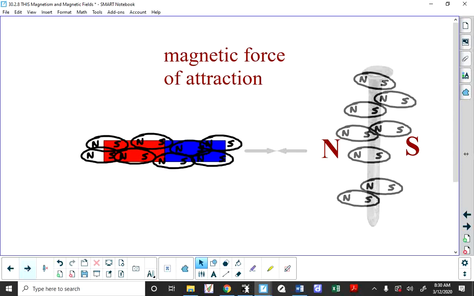So I hope that helps you out with understanding the domain theory of magnetism and the difference between temporary and permanent magnets, and why magnetic materials are magnetic materials, and also why non-magnetic materials are not magnetic.